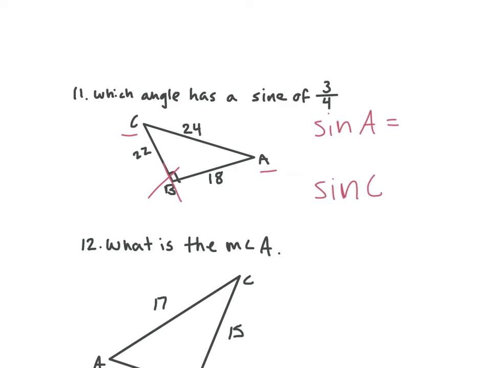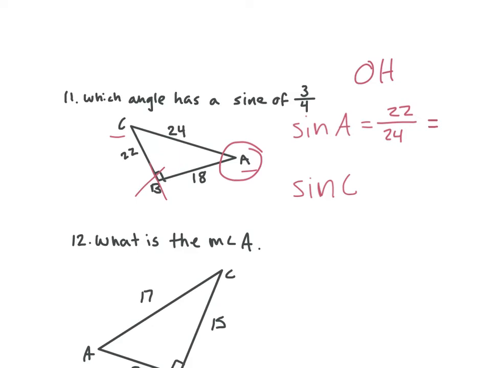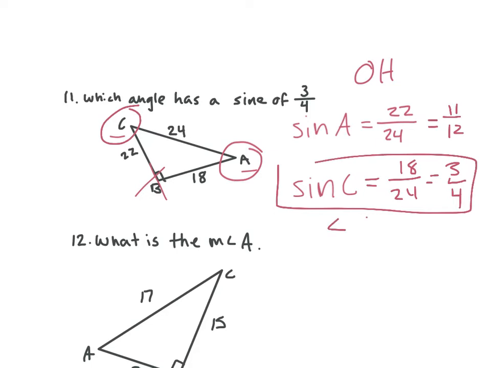So what is sine? Opposite over hypotenuse. What is opposite of angle A? 22. And what is the hypotenuse? 24. If we simplify 22 over 24, what do we get? 11 over 12. So not quite what we're looking for. Now let's find the sine of angle C. What's the opposite of angle C? 18. And what's our hypotenuse? How do we simplify this one? 3 over 4. So our answer would be angle C.